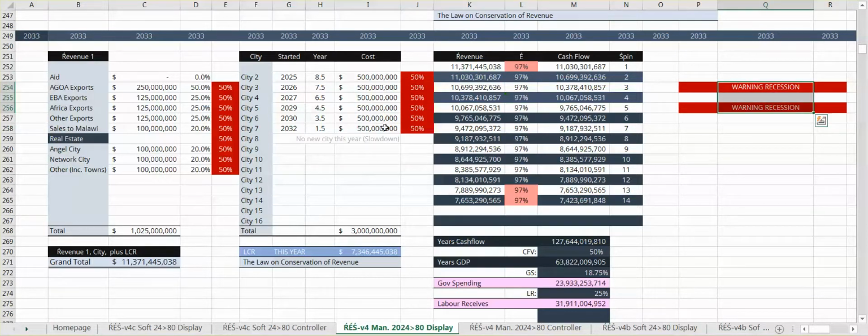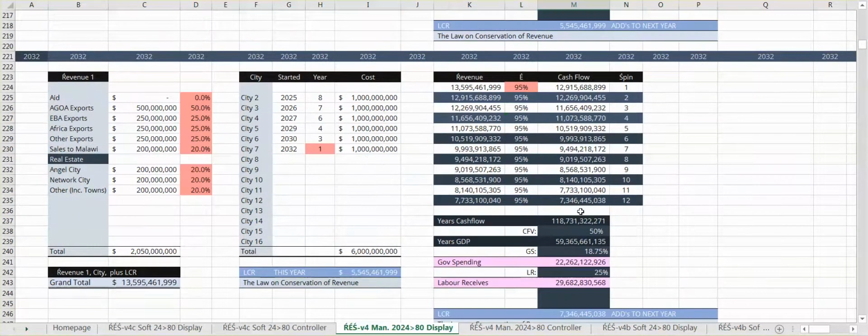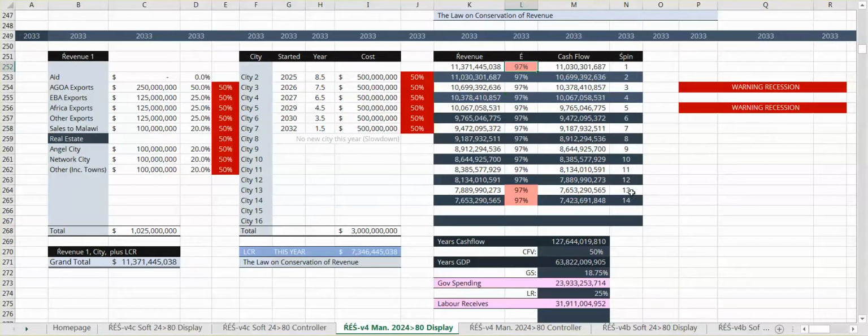We've got a recession warning, so I have lowered all the forecasts for selling the city-sized developments by half. All of the exports, AIDS stopped paying a while ago. Everything's gone down by half. But if we see here, we've got a cash flow of 118. Because we've gone up to 97 and 2 more spins, even though all of this income is halved, we actually make more cash flow, therefore we make more GDP. That's the beauty of it.